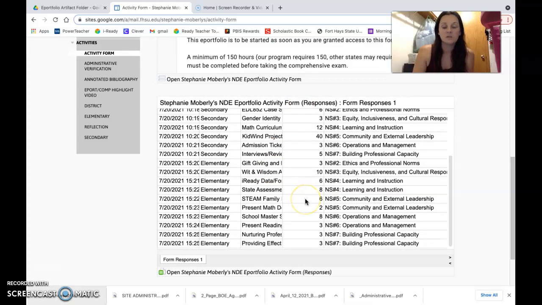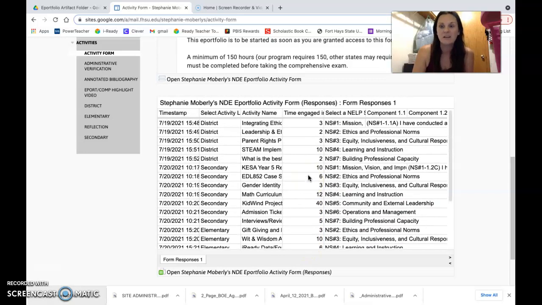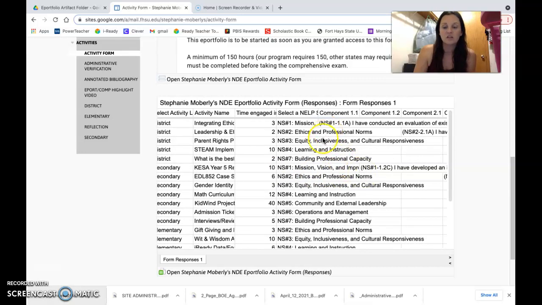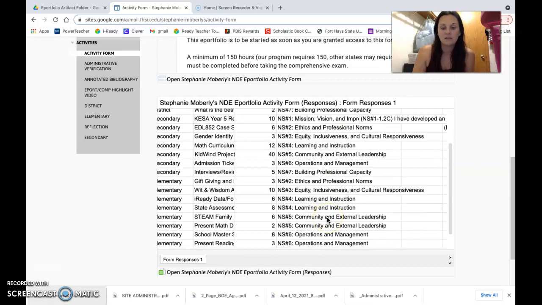And you'll see also here the total hours spent. There is at least 150. I believe there's a couple hours over that, as well as just a description of what the activity was.